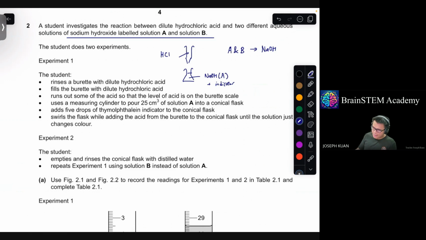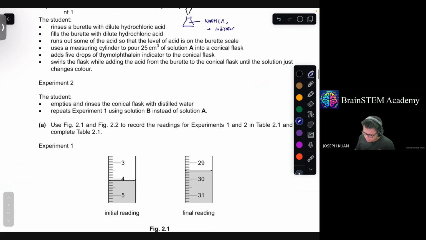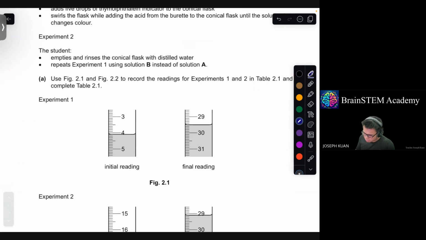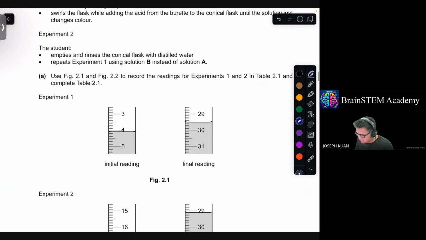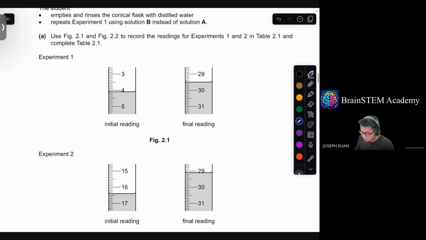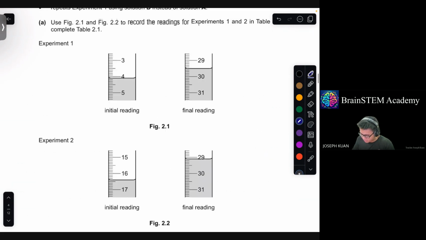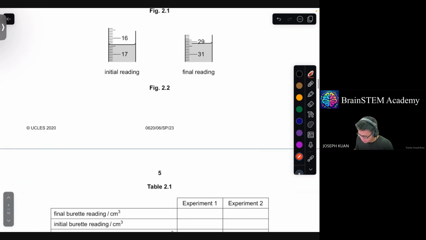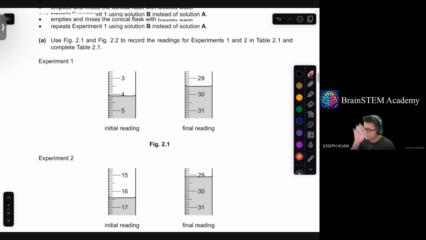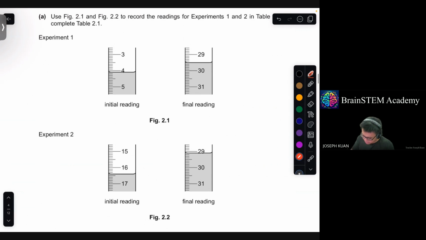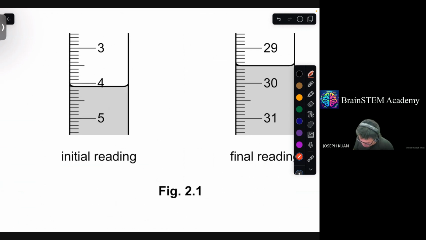Experiment 2. The student empties and rinses the conical flask with distilled water, repeats experiment 1 using solution B instead of solution A. Use figure 2.1 and 2.2 to record the readings for experiments 1 and 2 in table 2.1 and complete table 2.1. Now let's read. I would suggest students, if you see your exam paper in separate pages, it's better for you to record it on the page with the readings. Let's do that.